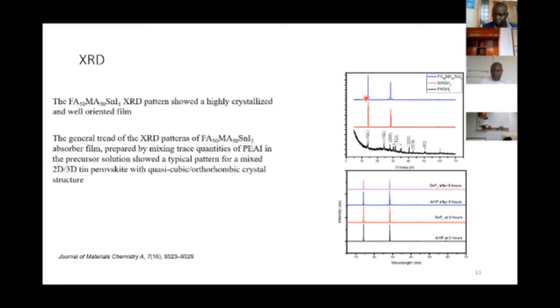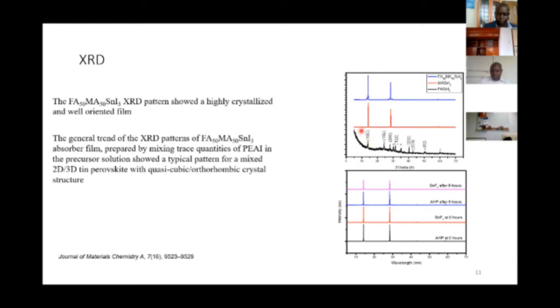The upper one is what we are dealing with. We have FA50, MA50 tin iodide, which is the upper one. Then we did the individual XRD measurement of the components, which is MA tin iodide and FA tin iodide, to investigate what is really responsible for this high crystallinity. If you look at the FA tin iodide, its crystallinity is very poor. No matter what you do, this thing just misbehaves anyway.